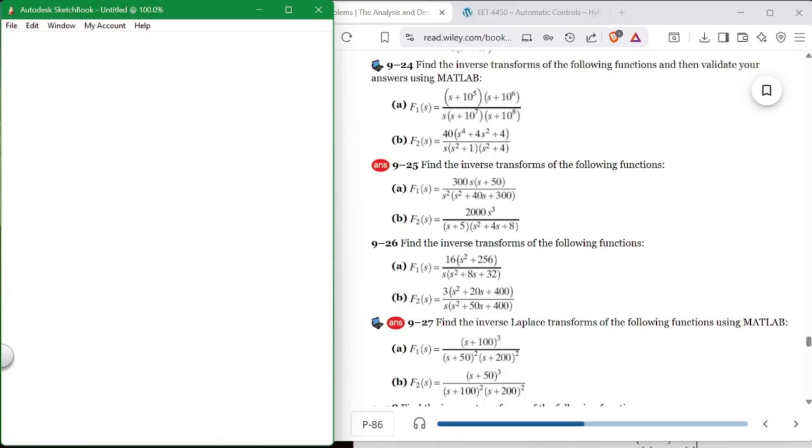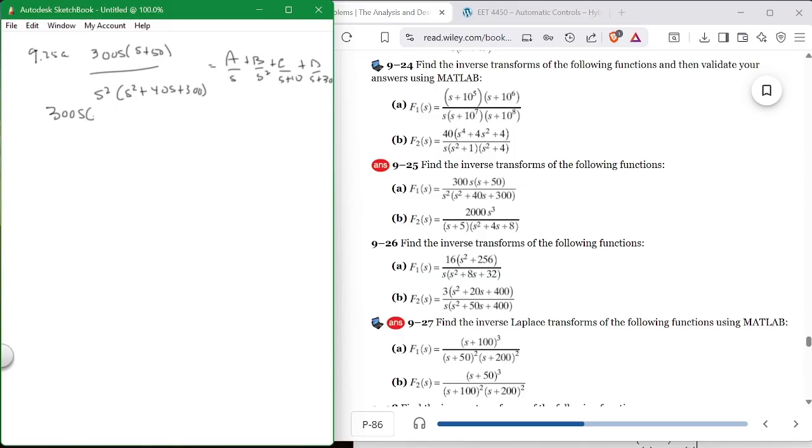Okay, so here let's do it again. 25a. All right, it's 300 s times s plus 50 over s squared times s squared plus 40s plus 300. Okay, so this is equal to a over s plus b over s squared plus c over s plus 10 plus d over s plus 30. All right, now you write this out.